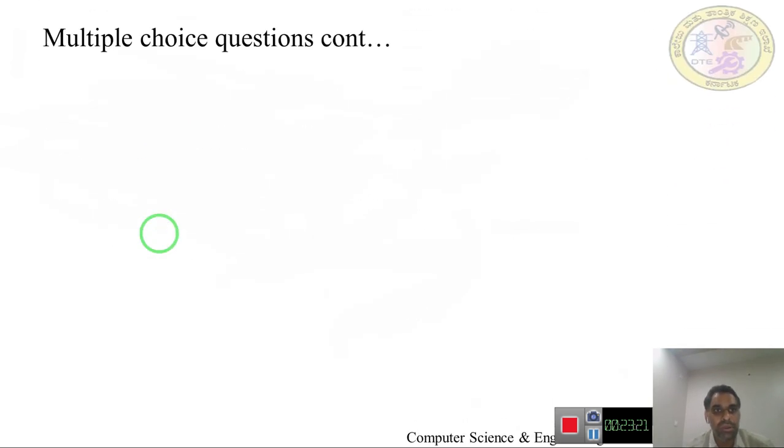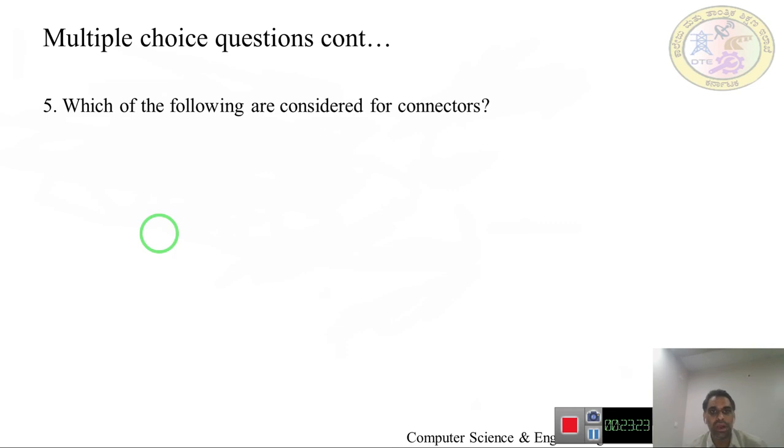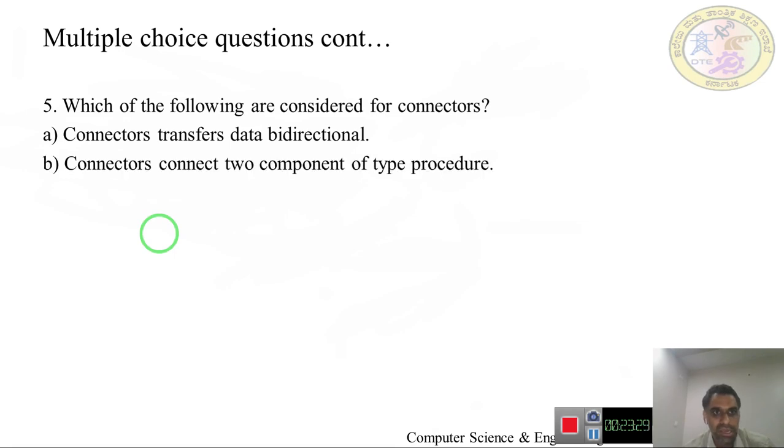Okay. The next question, which of the following are considered for connectors? Connectors transfer data bidirectional. Connectors connect two components of type procedure, all of the mentioned or none of the mentioned. So which one do you think it is? Connectors transfer data bidirectional, or connectors connect two components of type procedure, or all of the mentioned?